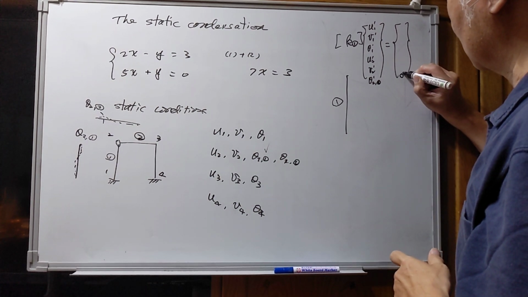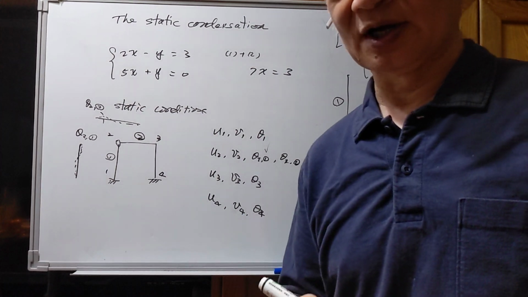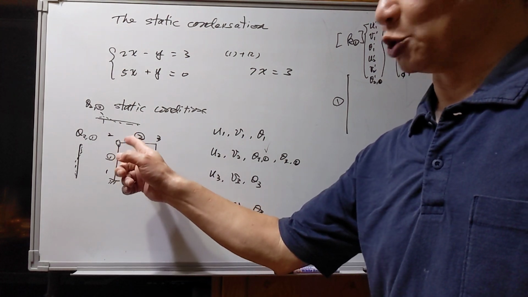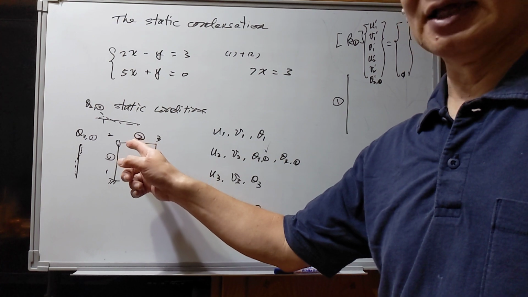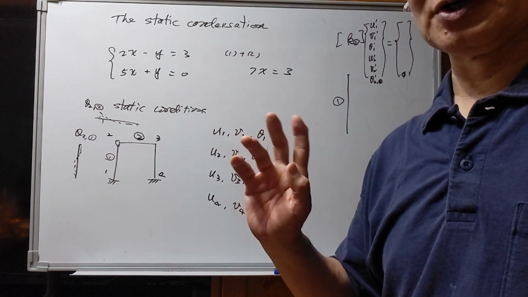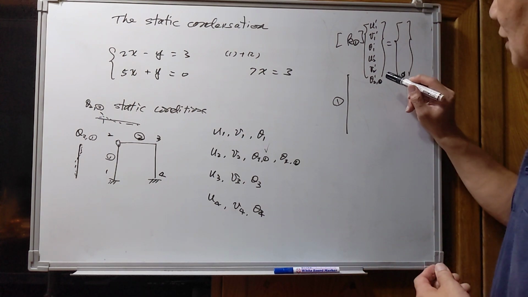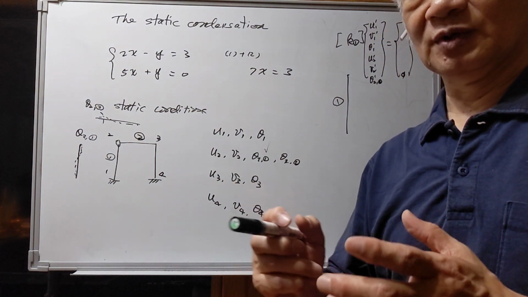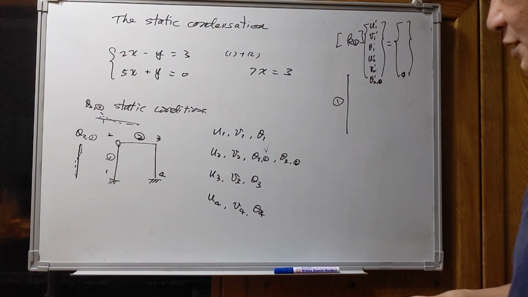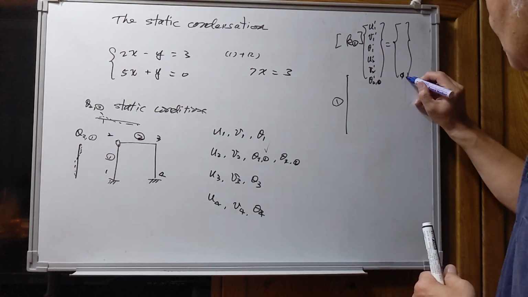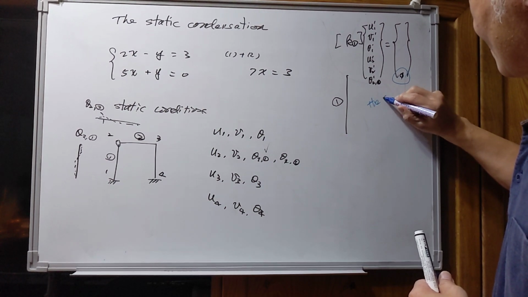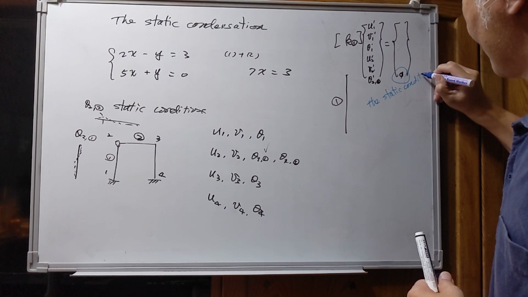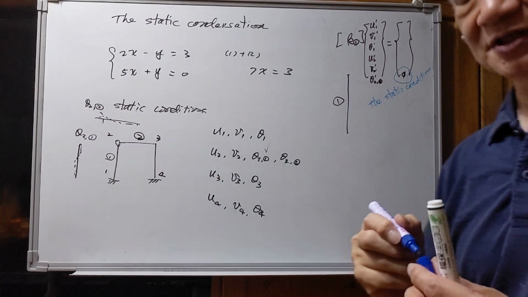But right now we know, at the right hand side, the related end forces. Since it is a pin joint, we know the member end bending moment must be equal to 0. So at the top end of member 1, the bending moment must be equal to 0. Okay, that's the static condition.